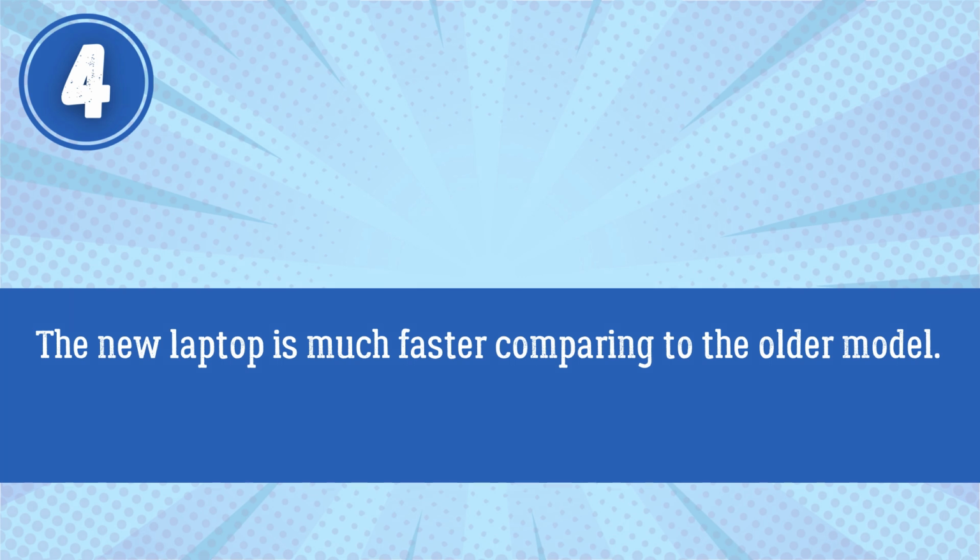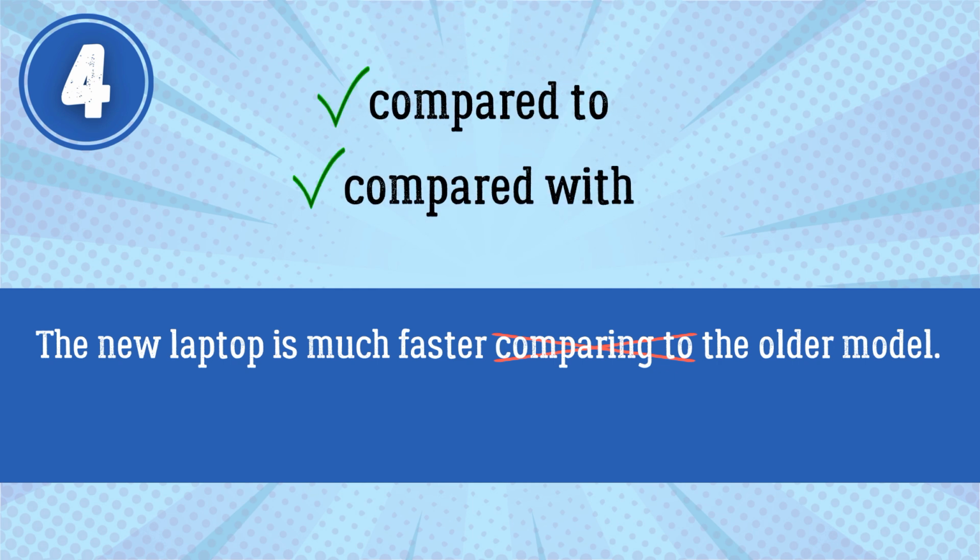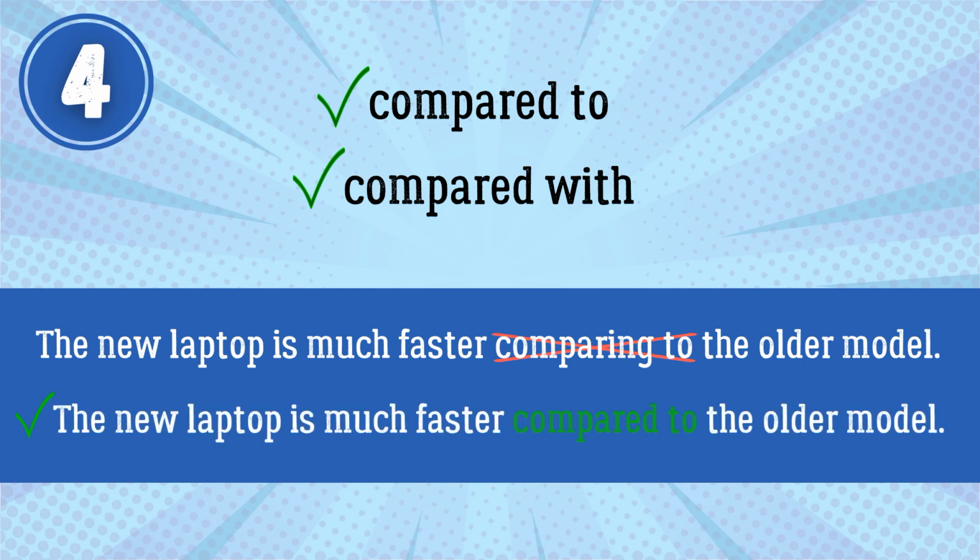I know that for most of you, it sounds correct. However, there is no such phrase as comparing to in English. When we compare things, we say compared to or compared with. So, the correct way to say this sentence is, the new laptop is much faster compared to the older model. Let's avoid this mistake and stick to proper grammar.